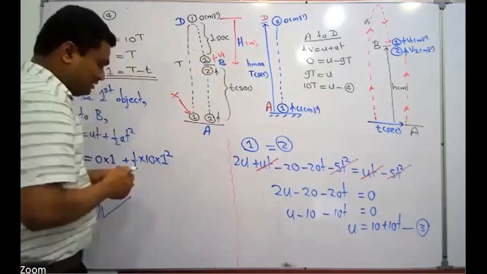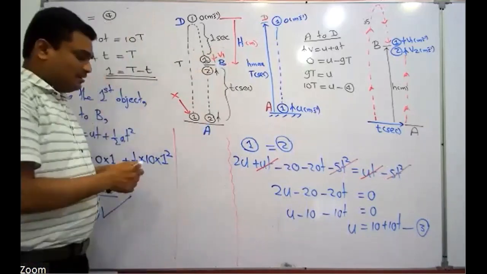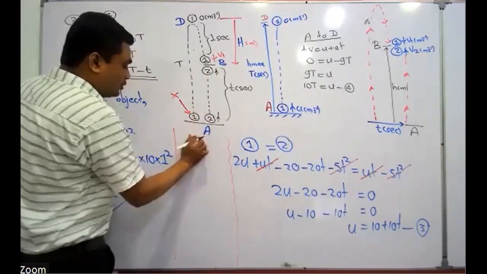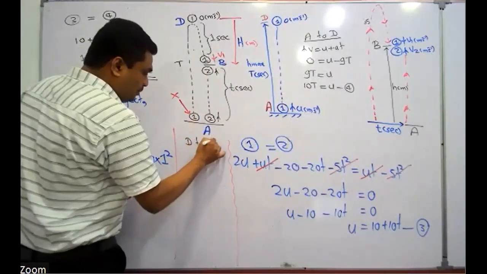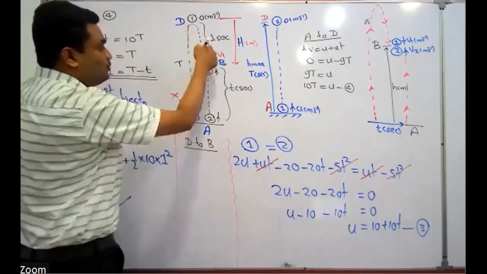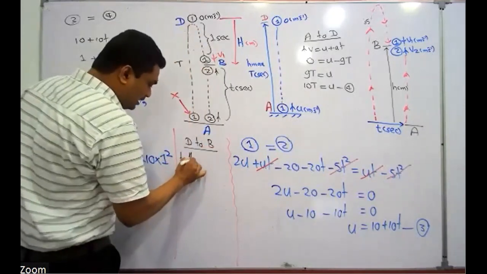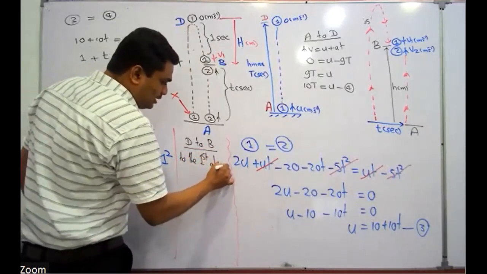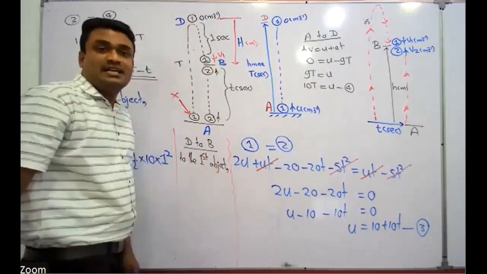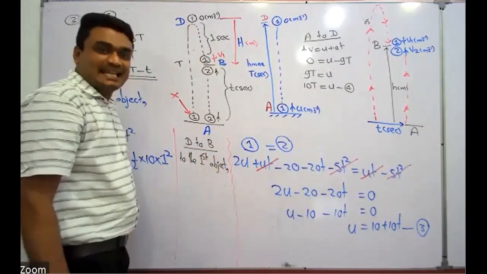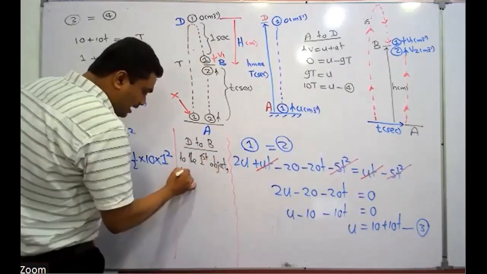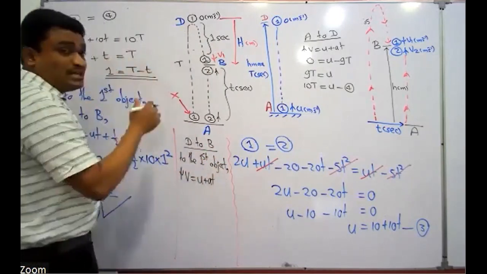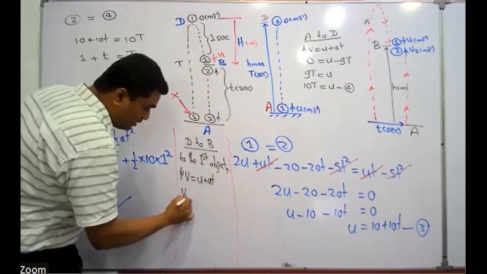V1. How do you find it? Simple. According to the examination, the name of the first object is X. Vertically downward, v equals u plus at. The velocity of the first object when they meet is V1.